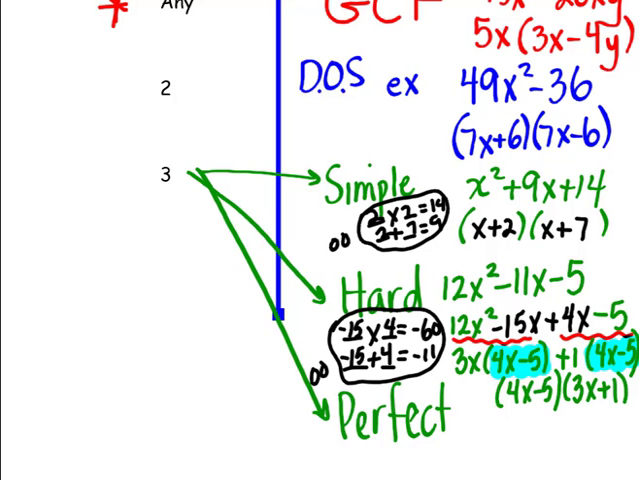So we have simple trinomials. You can do them in one step. That's why I call it a simple trinomial. Some teachers will just say it's a trinomial where the a value is equal to 1. Hard trinomial is where the a value is bigger than 1.